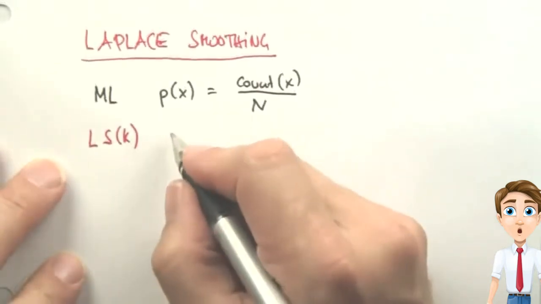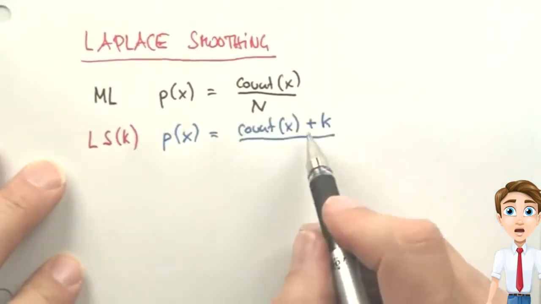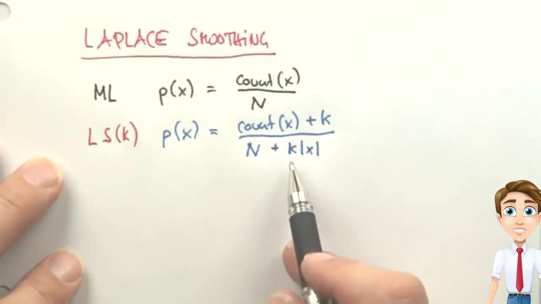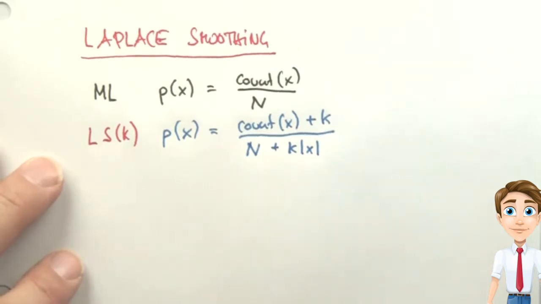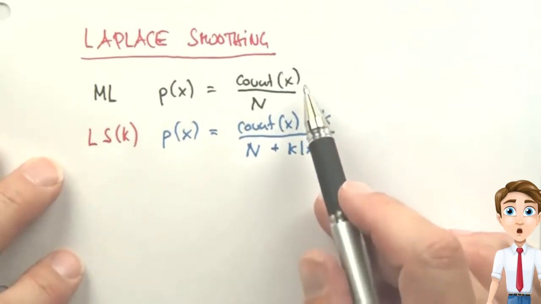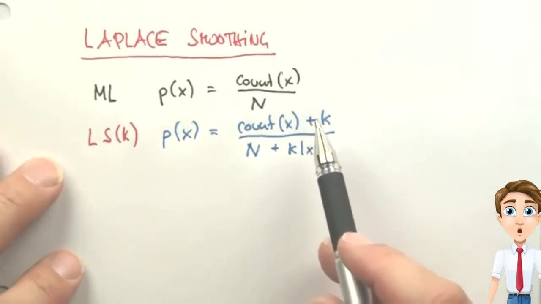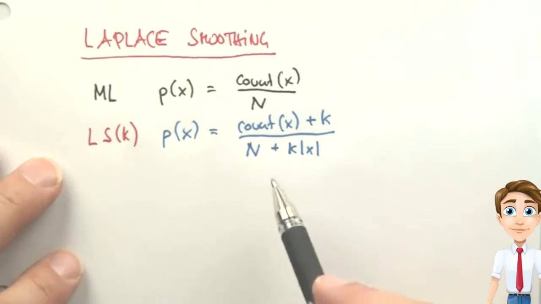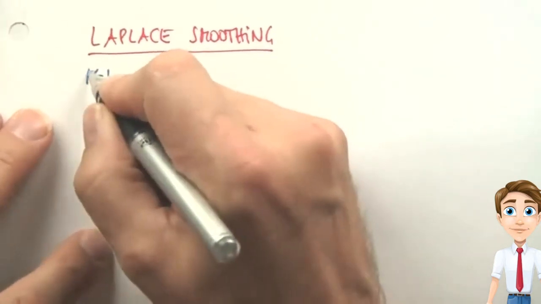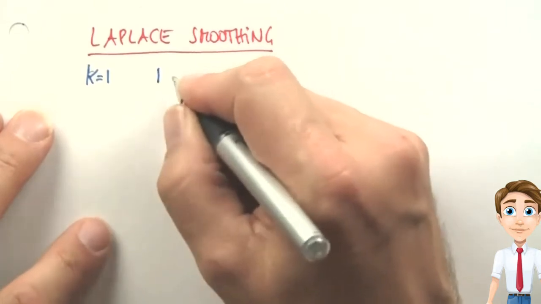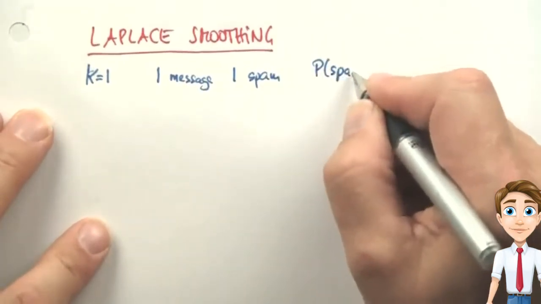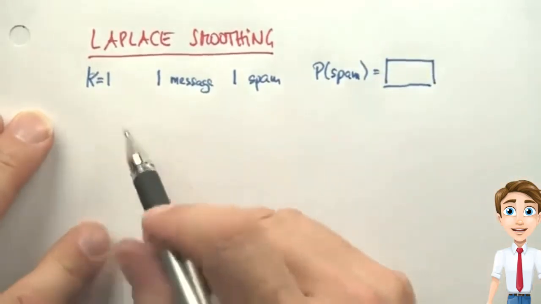In Laplace smoothing, we use a different estimate. We add a value k to the count and normalize as if we added k to every single class that we're trying to estimate something over. This is equivalent to assuming we have a couple of fake training examples where we add k to each observation count. Now if k equals 0, we get our maximum likelihood estimator. But if k is larger than 0 and n is finite, we get different answers. Let's set k equals 1. And let's assume we get one message and that message is spam. So I'm going to write it: one message, one spam. What is P of spam for the Laplace smoother with k equals 1?